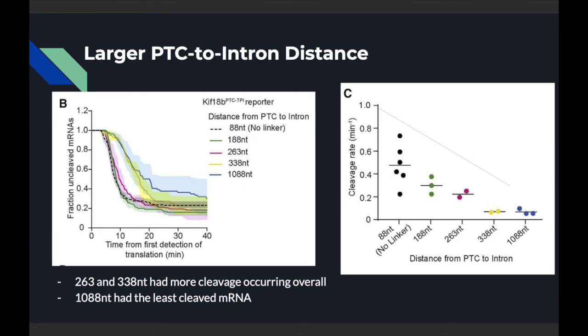However, figure 5c shows that as distance from the intron increased, a decrease in the rate of NMD occurred. So although a 188 and 263 nucleotide distance resulted in a higher amount of cleavage, having no linker made getting the job done much faster.